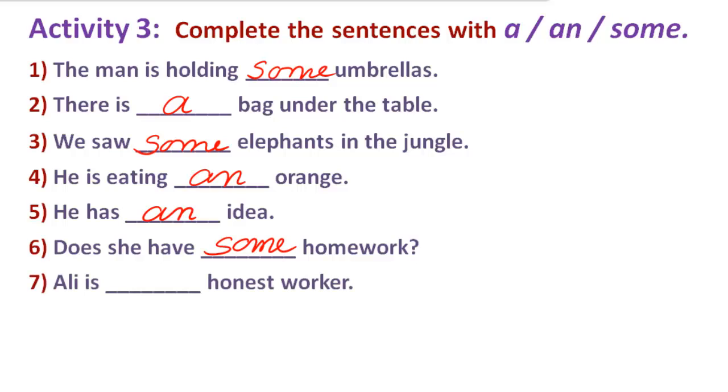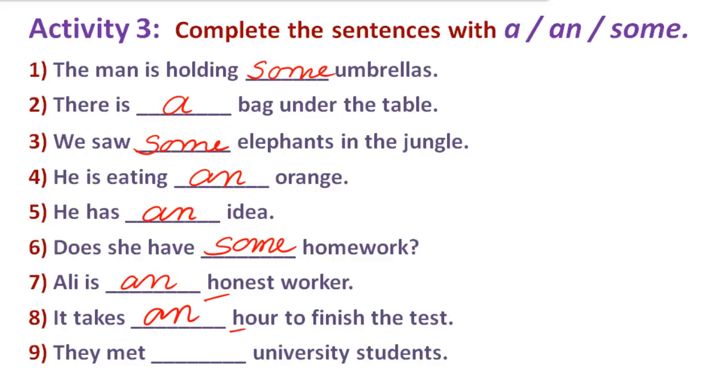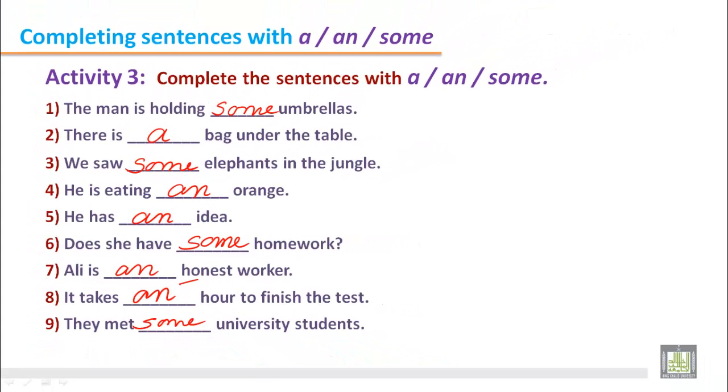7. Ali is an honest worker. And H is here, it is not pronounced, so we have to put an. 8. It takes an hour to finish the test. It takes an hour, as H is not pronounced. Number 9. They met some university students. We can find this students is a plural noun, and we have to put some before countable plural nouns. But if it is a singular noun, university student, then we have to put a university student. Number 10. Do you need some help? So help is a non-count noun and we have to put some before.